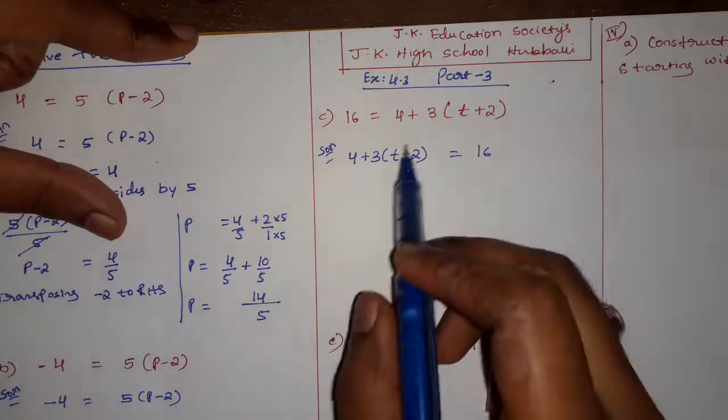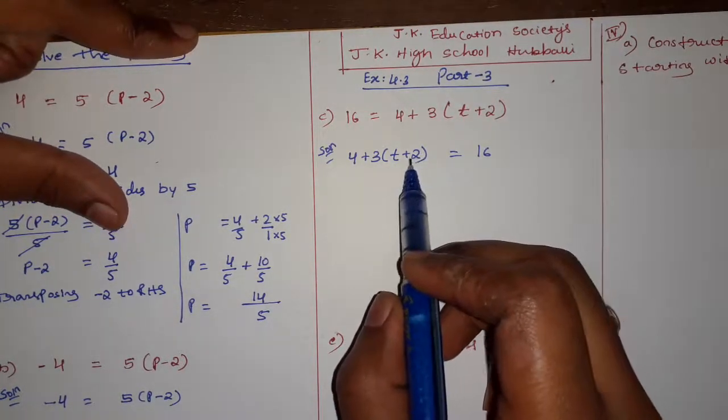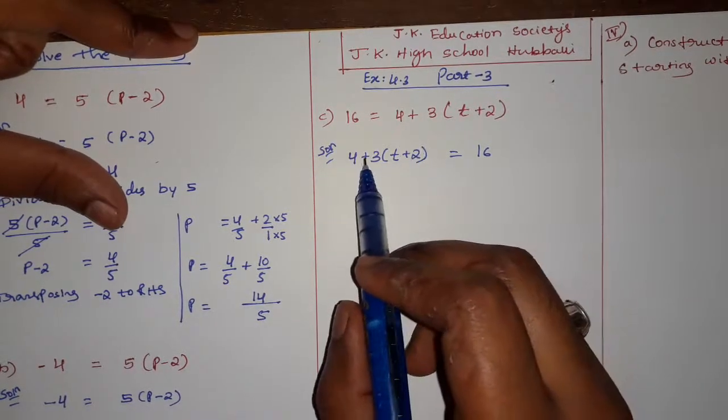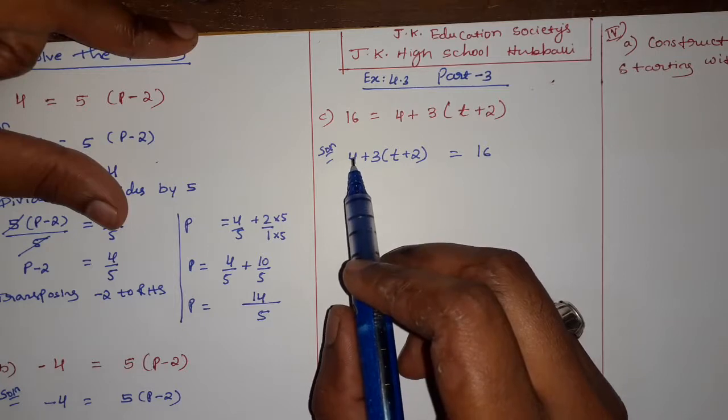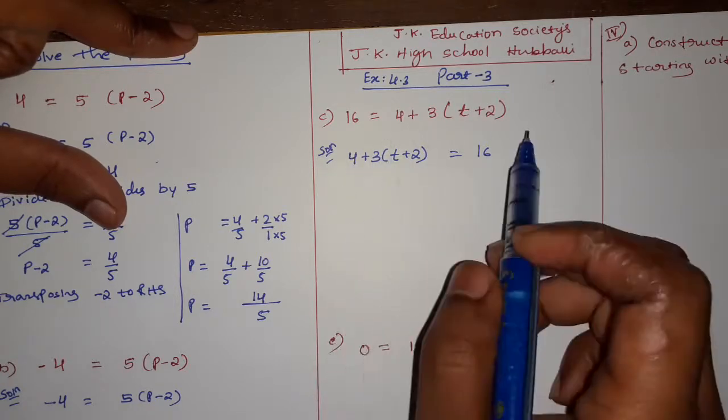Okay, we want t. If I want t, I need to find t plus 2. If I want t plus 2, I need to find 3 into t plus 2. So first I need to remove this 4. So how can I remove this? By transposing plus 4 to the RHS.